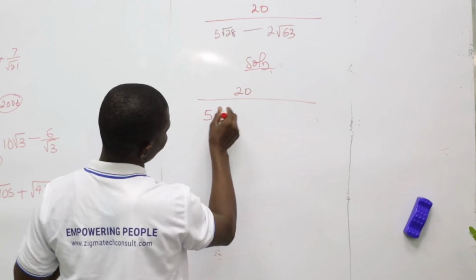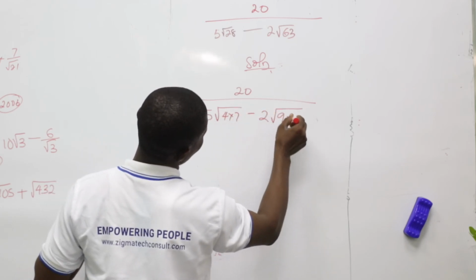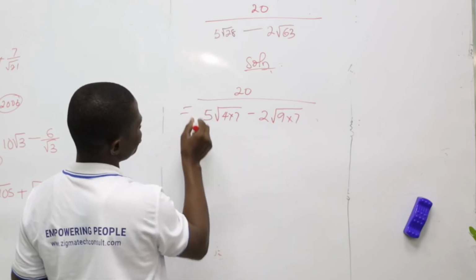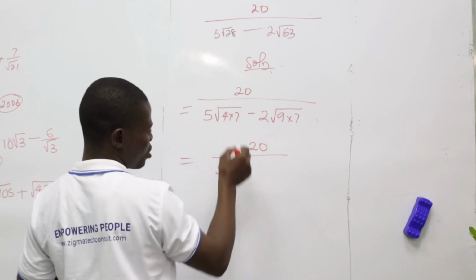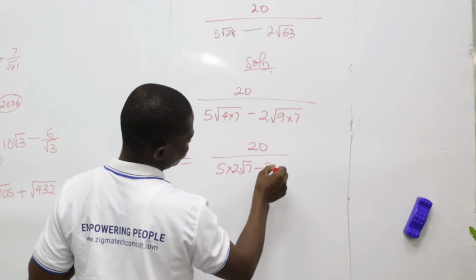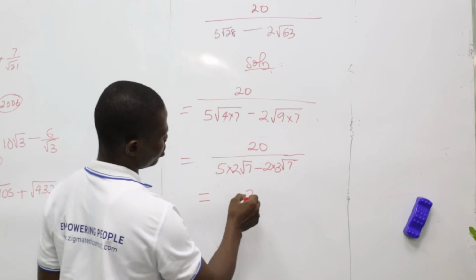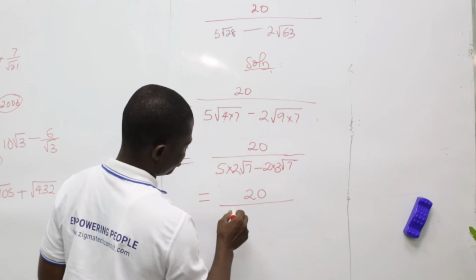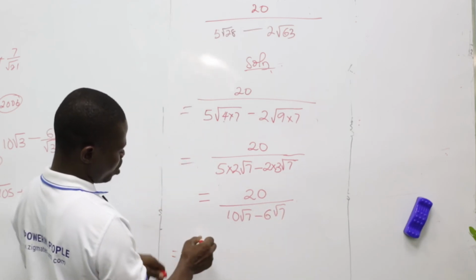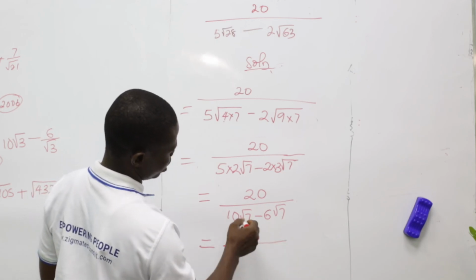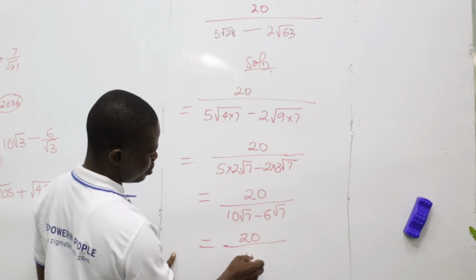This is 5. Any perfect square here is 4 times 7 minus 2, 9 times 7, okay? This will give us 20 all over 5 times 2, which is the square root of 4, minus 2 times 3, which is the square root of 9. So we'll have now 20 all over 10 root 7 minus 6 root 7. So what do we have next is 20 all over. They are similar surds, so you can subtract. 10 minus 6 is 4 root 7.